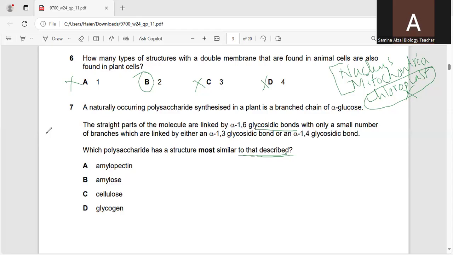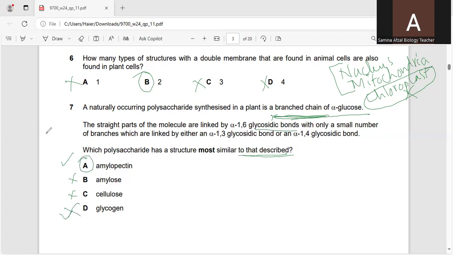Amylose is a straight chain. It is not branched, and they have asked about the branched chain. Cellulose is also not, as it is formed of beta glucose, and they have a branched chain of alpha glucose. So B and C are not correct answers. Amylopectin is a branched structure, which can be the correct option. Glycogen is also a branched structure, but glycogen is more complicated and branched than amylopectin. So A is the correct option. D is not the correct option.